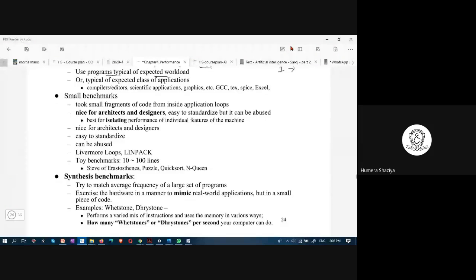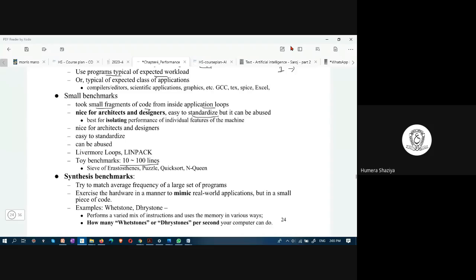Examples of that are small benchmarks and synthesis benchmarks. Small benchmarks are small fragments of code from inside the application loop. It is easy for architects and designers to check the performance, and it is easy to standardize. Small benchmarks are easy to standardize. And what are these toy benchmarks?